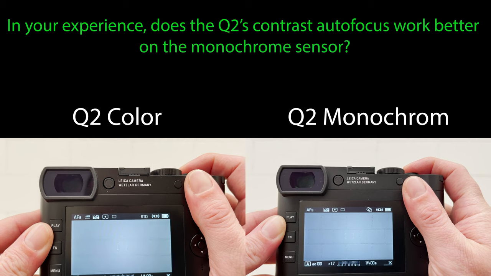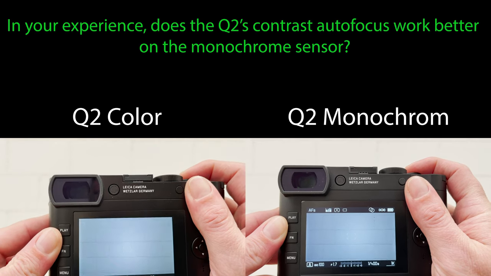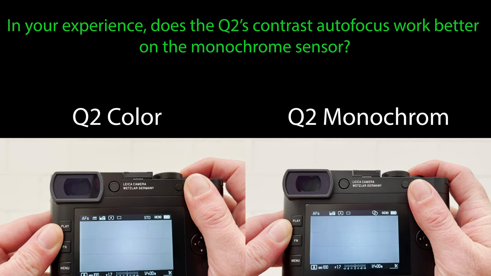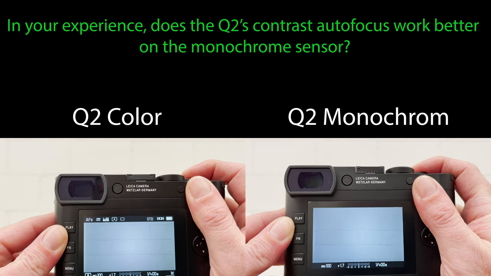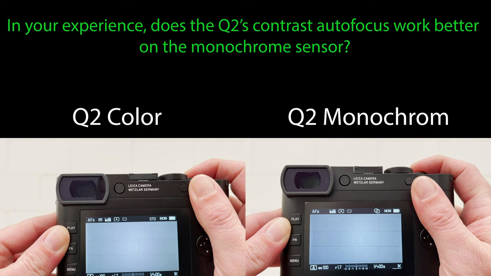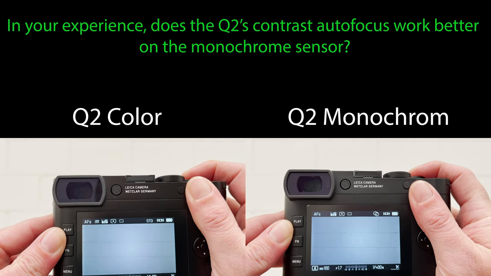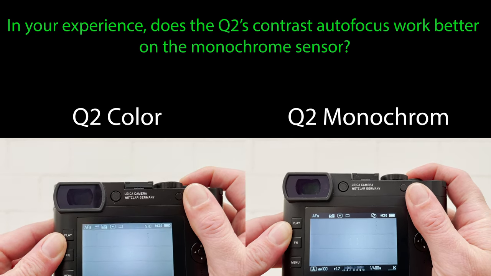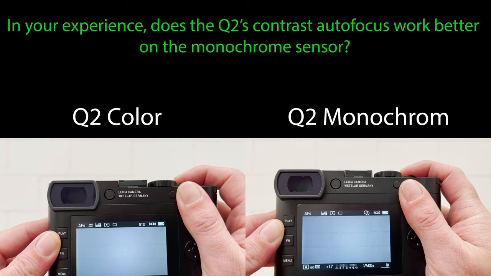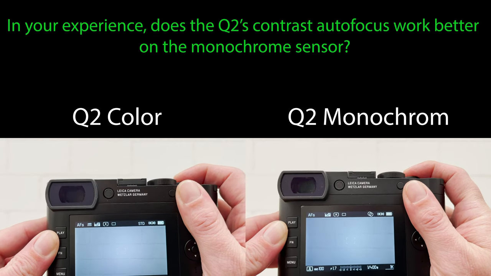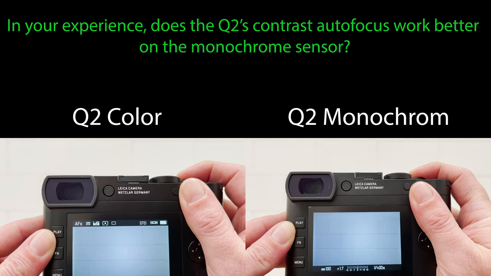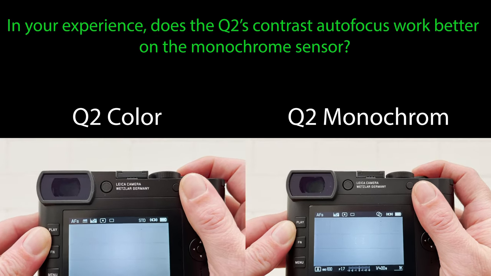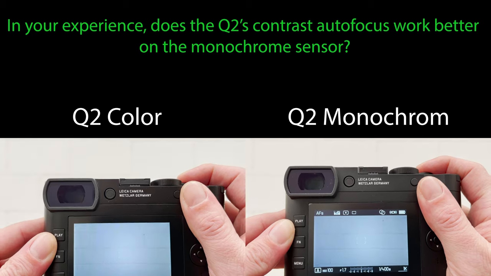So I'm inviting people who watch this video and have access to the Leica Q2 monochrome as well as to the Leica Q2 with color sensor: why don't you drop me a comment and share your experience? Do you see a noticeable difference in autofocus behavior? Do you also believe, based on the hypothesis I said in the intro of that video, that the monochrome sensor actually should make it in some situations easier for a contrast autofocus to lock in? Then drop me the comment, let me know what you think.